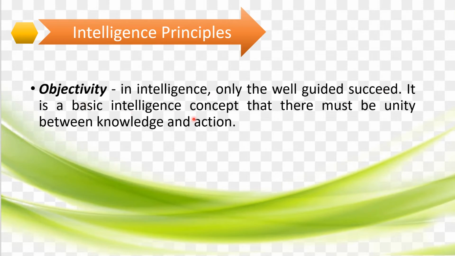So it is a basic intelligence concept that there must be unity between knowledge and action. Yes, you have knowledge about your subject, about your target. You have gathered all the information, but you need to act in accordance with the information that you have gathered. Because unang-una, your plan is to gather information in order to aid your operation. But you did not set your objective of what should be accomplished on that day. You did not set your objective of what things you need in order to accomplish things, for you to be able to reach your goal. So that is your objectivity or the objective.